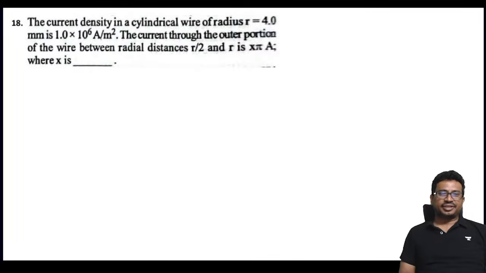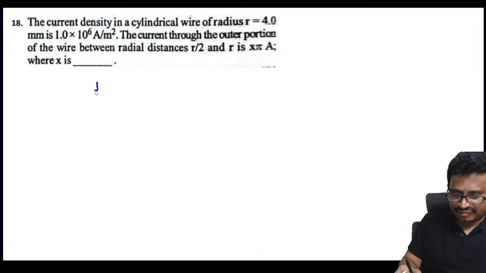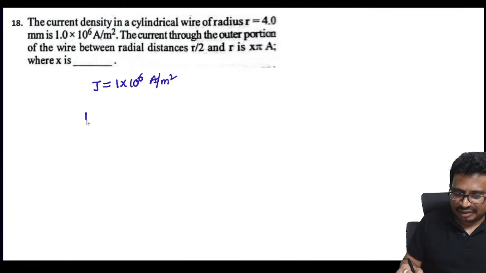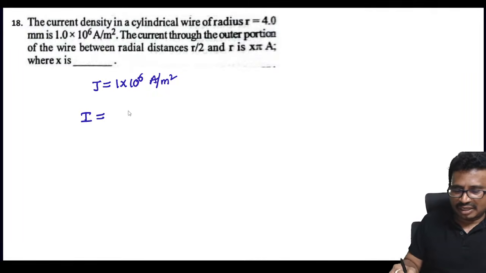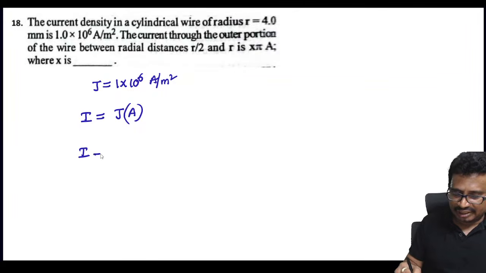Same thing here. The current density in a cylindrical wire of radius R 4 mm is given. The J value, the current density, is given as 1 into 10 power 6 ampere per meter square. And they ask us to find the I. I is equal to J into area. Now tell me how much is the area.